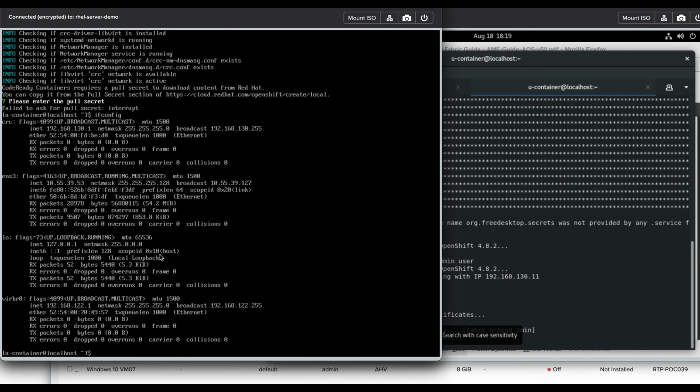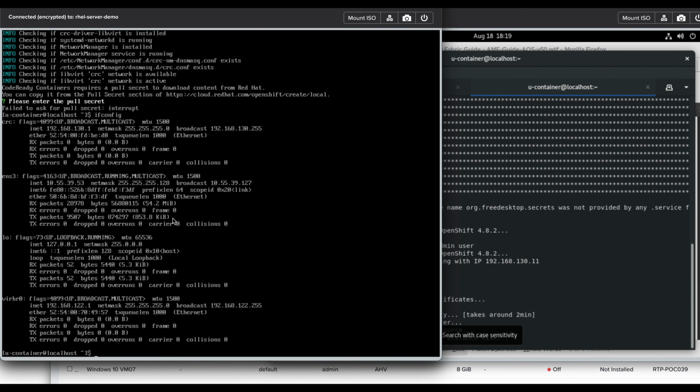A little lay of the land here. On the left, this is the actual Red Hat server VM. This is where the OpenShift Cloud Ready Containers are running. The way that you get these things started requires that a private key be entered for authentication.